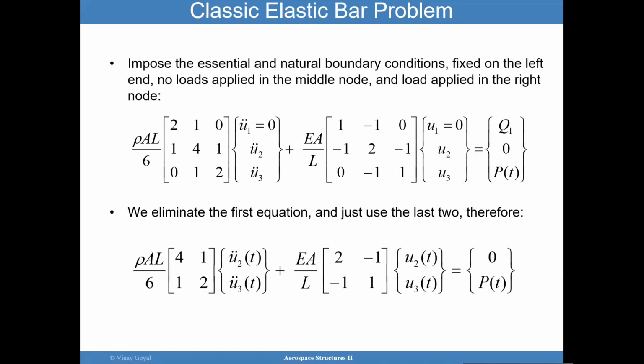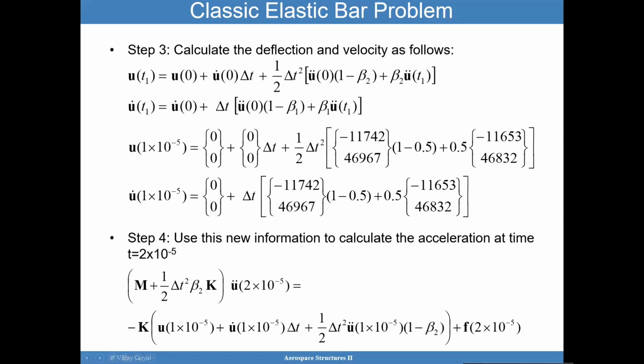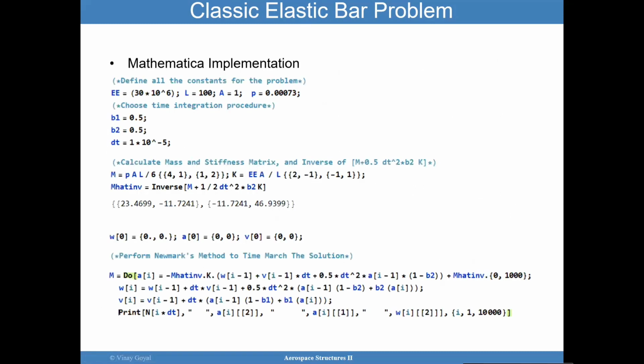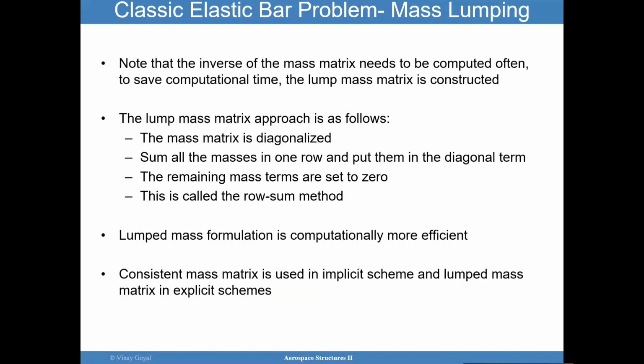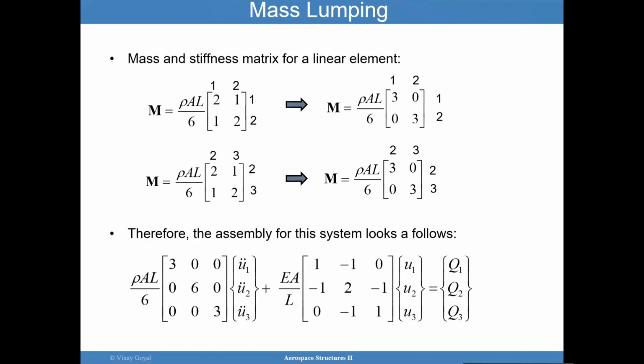So if I look at the mass matrix, it took the 2 and 1 and put them all into the diagonal. So 2 plus 1 is 3. 1 plus 4 plus 1 is 6, you put it in the diagonal. And 1 plus 2 is 3, you put it in the diagonal. So the mass matrix was actually diagonalized, and it improves efficiency in the calculations in some ways, but it reduces the accuracy a little bit.